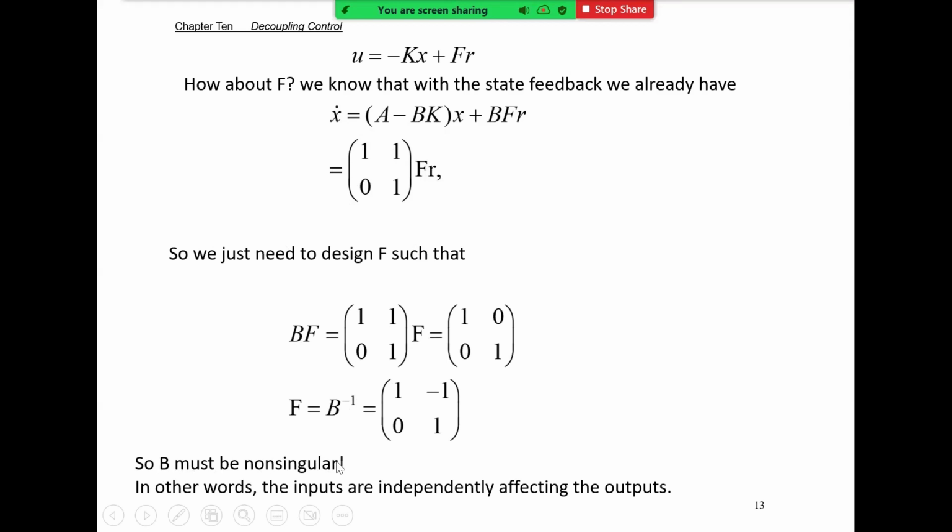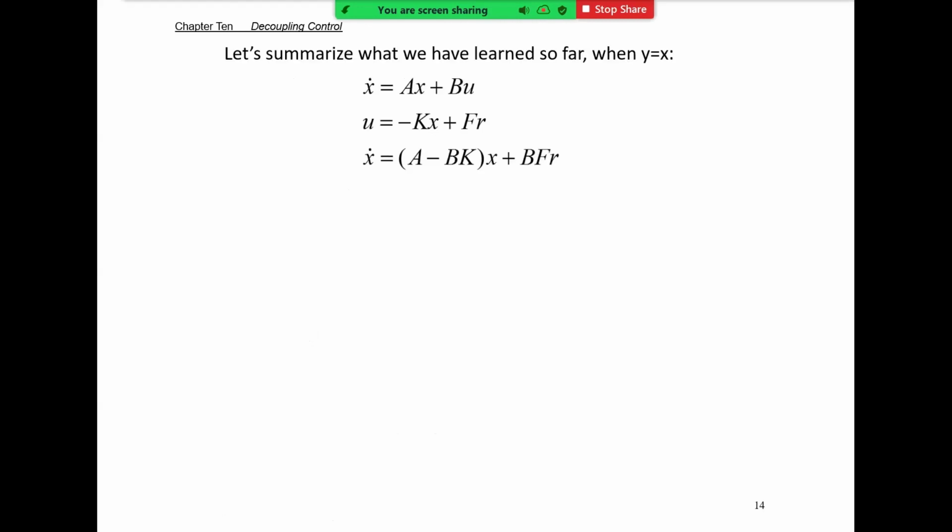If we require B, this input matrix, to be non-singular, it just means that inputs will affect the outputs independently. If that B matrix is a singular matrix, it just means those two vectors are related to each other, which means that the inputs will not affect the outputs independently. Okay, let's summarize what we have learned so far.